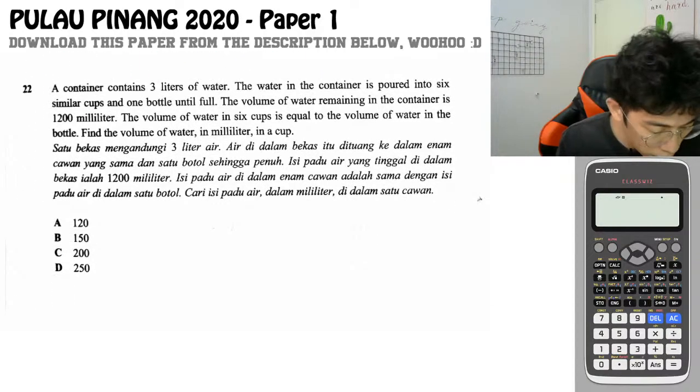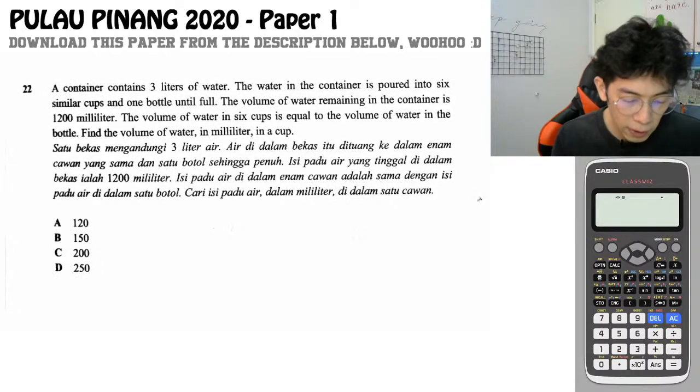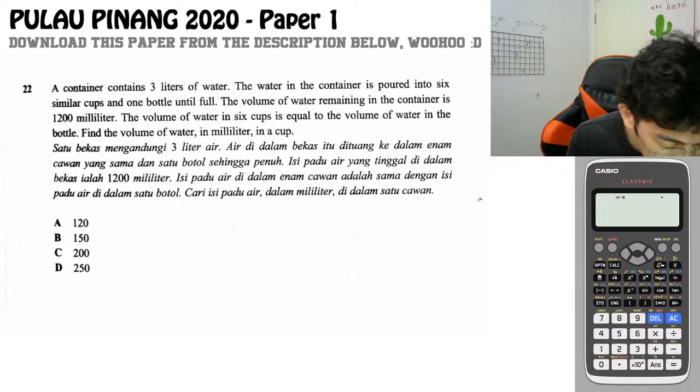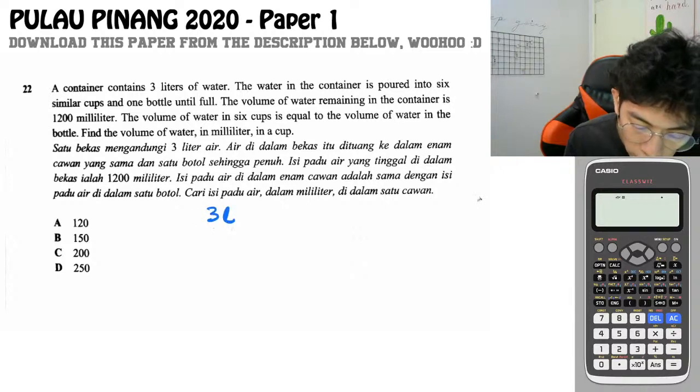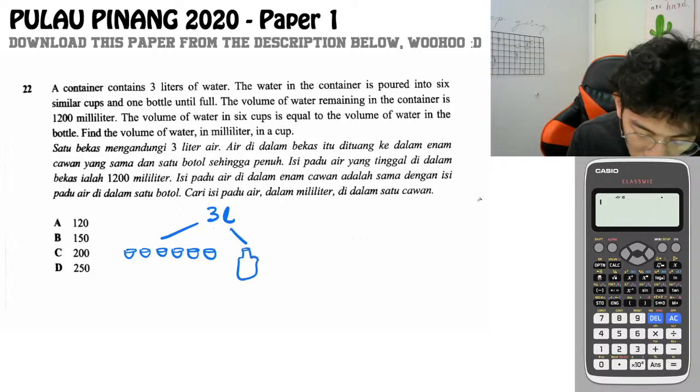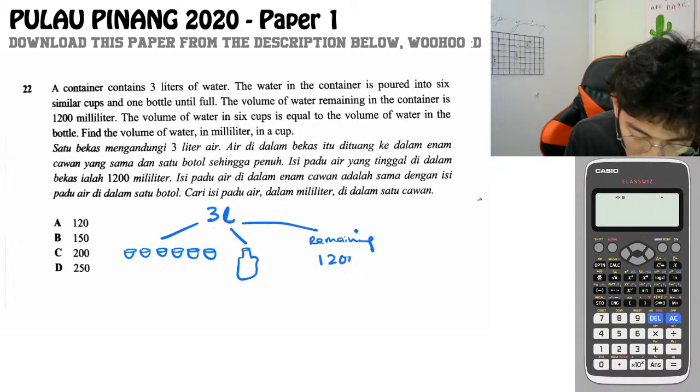Okay, number 22. This one, it says a container contains 3 liters of water. The water in the container is poured into 6 similar cups, 1, 2, 3, 4, 5, 6, and 1 bottle until full. Basically, everything is full. The remaining water, it's 1200 ml.